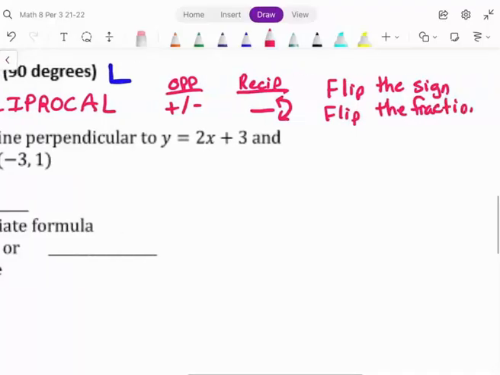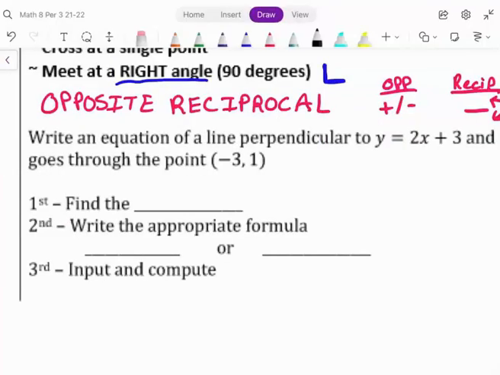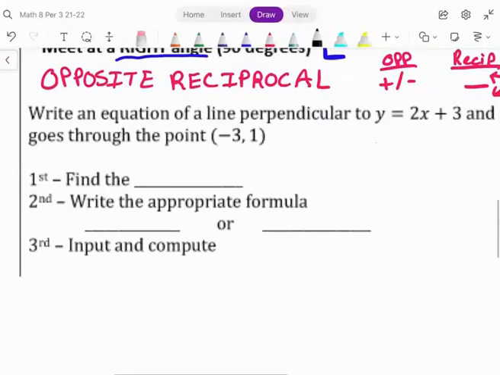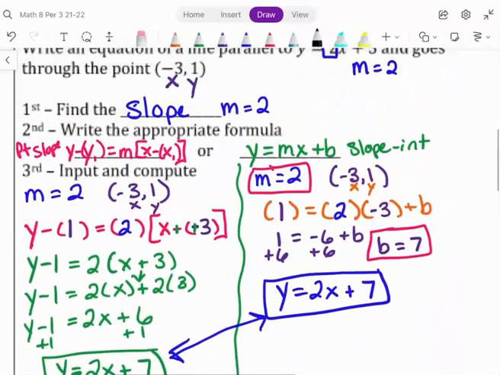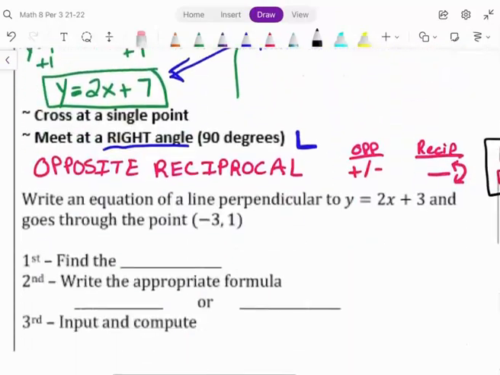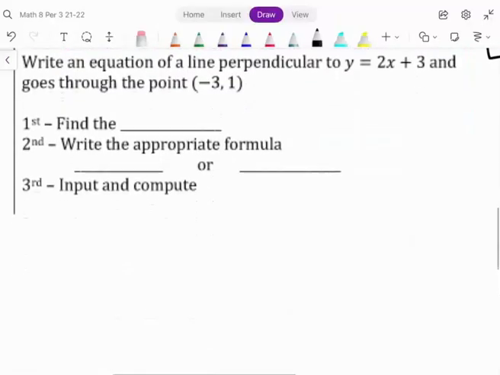So I'll just say flip, flip. Okay, flip the sign, flip the fraction. Okay, write an equation of a line perpendicular to y equals 2x plus 3 and goes through the point (-3, 1). This is the exact same information we had for up here, but instead of writing a parallel line, we're now going to write a perpendicular line. So, same. You go box in that guy, because your first thing is find the slope.